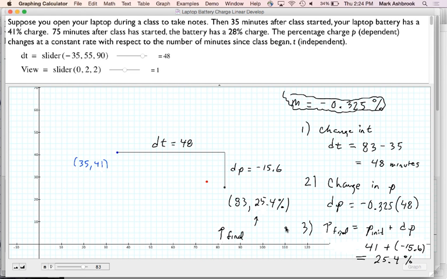Okay, so I want you to do this in order to find what the percentage of the battery was at the start of class. What was the percent of battery at the start of class? And I want you to use this process to do it. Everyone work on that. Go. What was the percent of the battery at the start of class using that 3-step process?